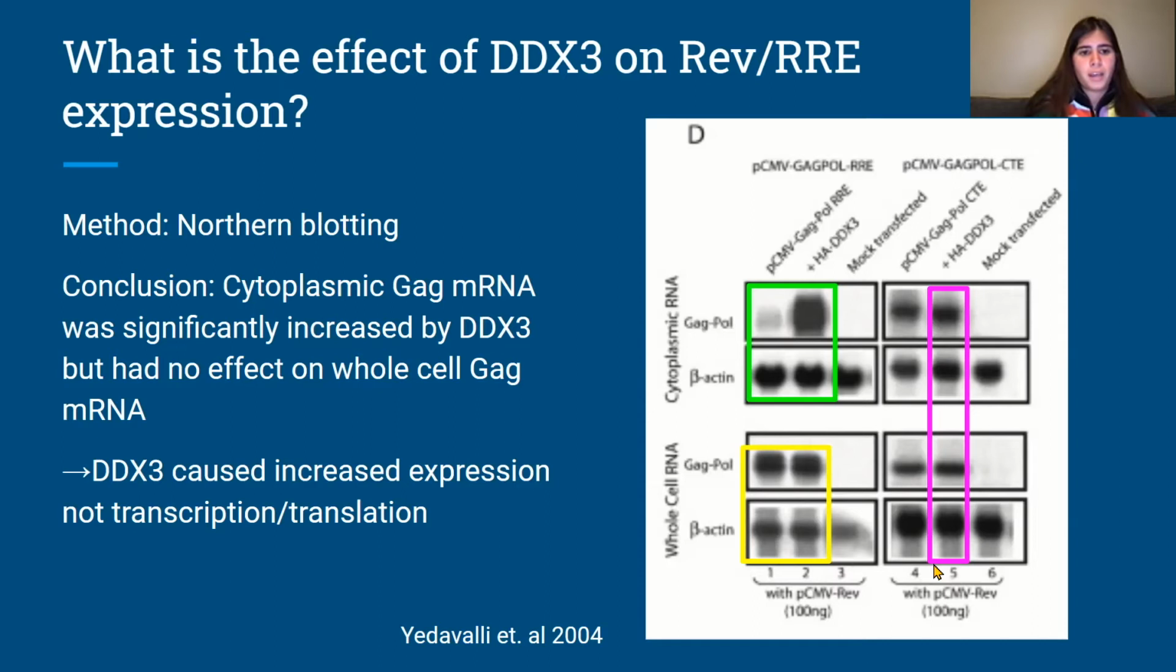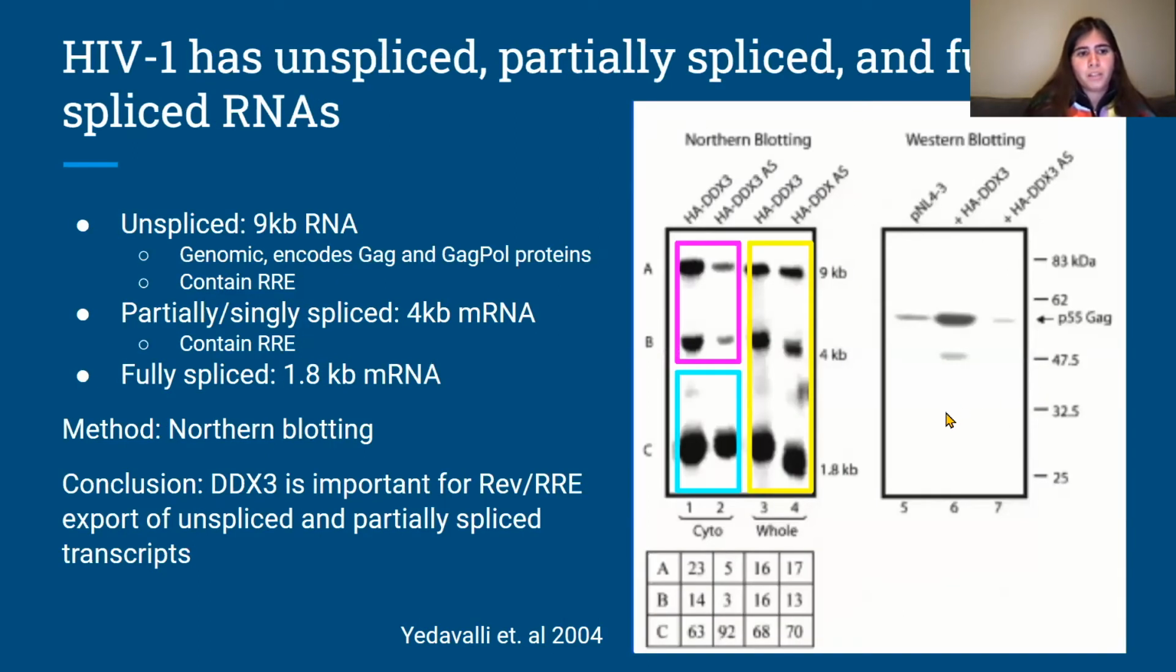Both expressed Gag mRNA. By contrast, in cytoplasmic RNA highlighted in green, in lane 2, where DDX3 was present, the expression of Gag mRNA increased significantly. Thus, increased transcription and translation was not the cause of this increased expression, but DDX3 was. In HIV-1, unspliced, partially spliced, and fully spliced RNAs fall into 3 size classes.